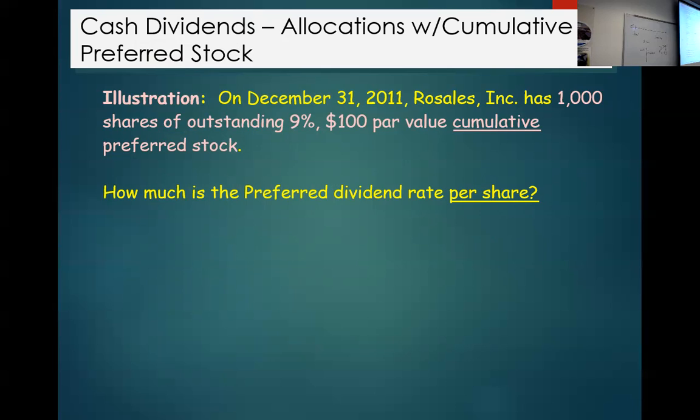Correct. How much? Say it louder, Cole, please. Is it 6,000? Correct, but say the whole journal entry. Cash dividends and dividends payable. Cash dividends, dividends payable.